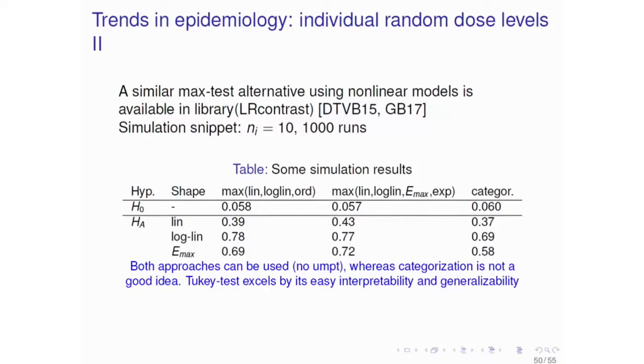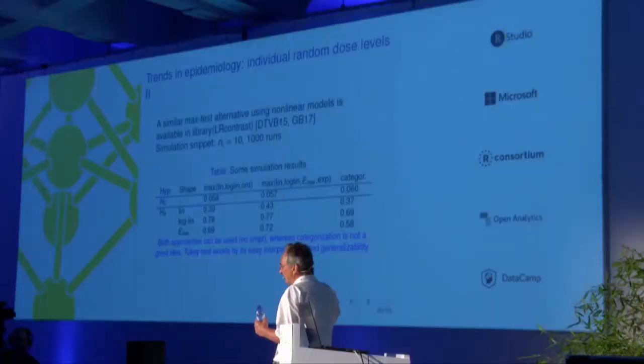You see, I chose a very tiny sample size of 10. Then we have 4 doses and 1,000 runs only because this package needs a lot of computing time. And I explain what we compared. This is the nickname for Tukey. It's a maximum of linear regression, log-linear regression, and ordinal regression. This is a nice paper recently in Biometrics and the package LR contrast. It's a similar idea, but now for nonlinear models. And here I use a maximum for linear, log-lin, you see, Emax and exponential.